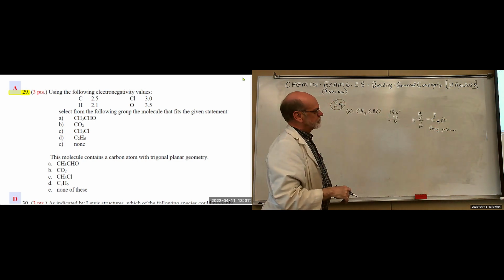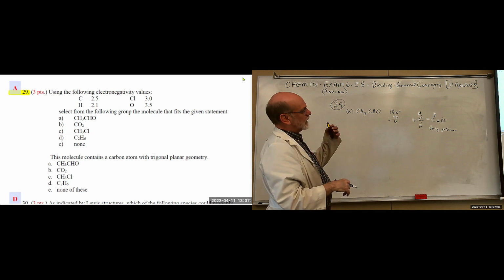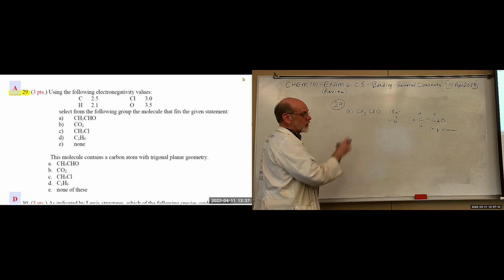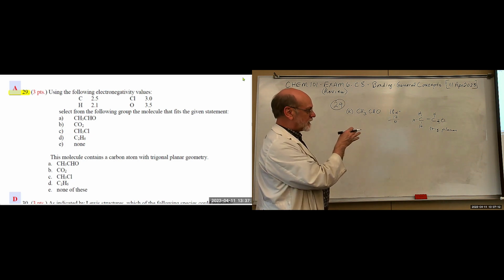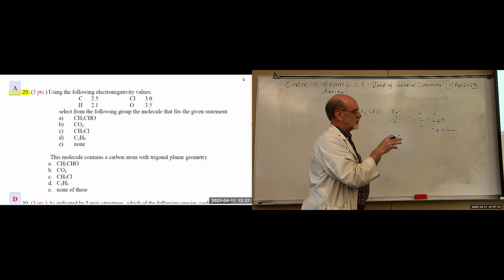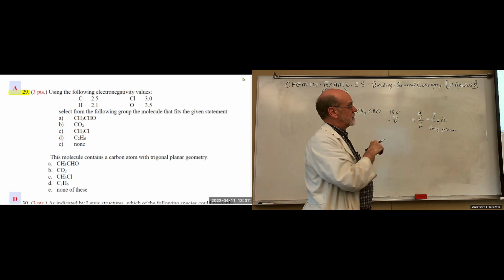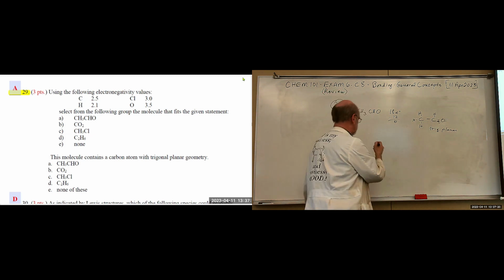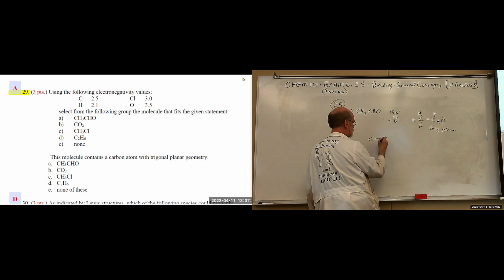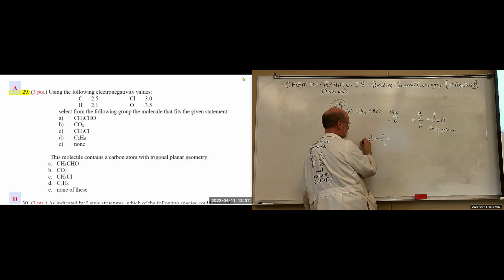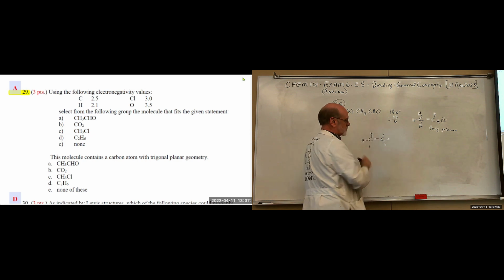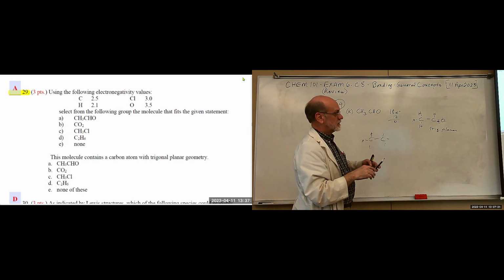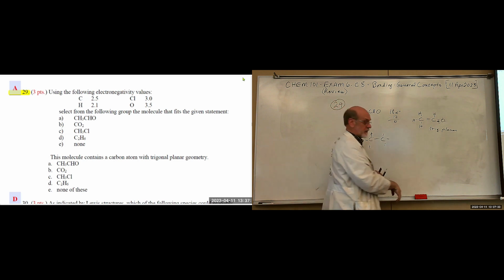We know carbon dioxide is linear. CH3Cl would be tetrahedral. C2H6, 1, 2, 3 for your hydrogens. Those are both tetrahedral. So A is the only one that has a trigonal planar geometry.